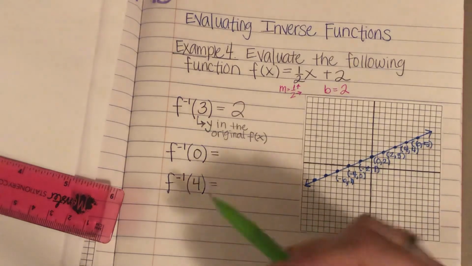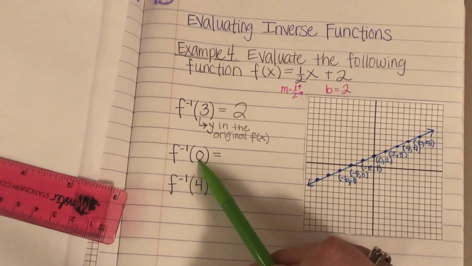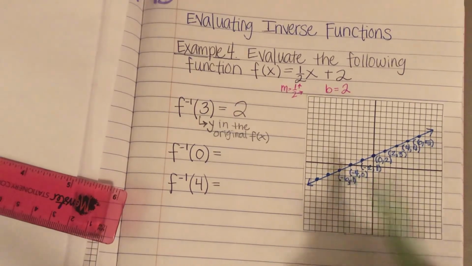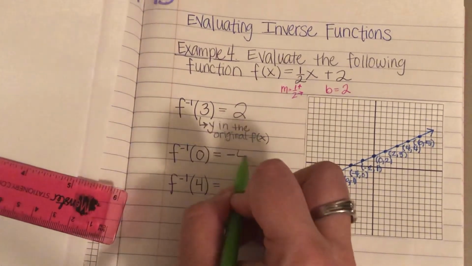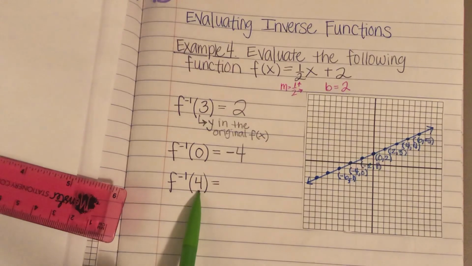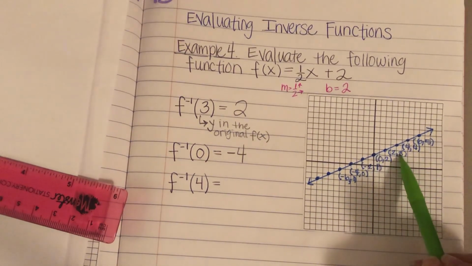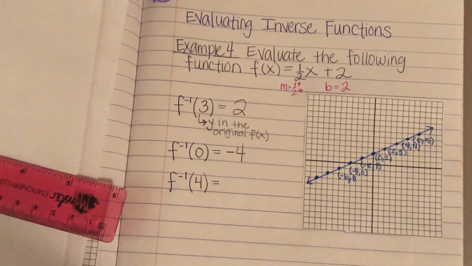Okay, let's try again. My y is 0. The second number is 0. There it is. My answer is -4. And the last one, my y is 4. There it is. My x is also 4.